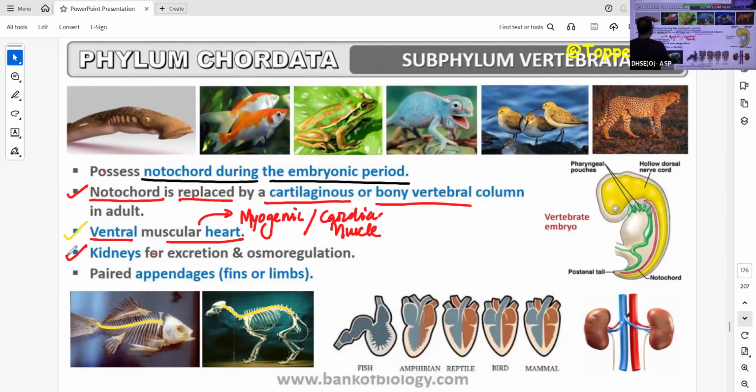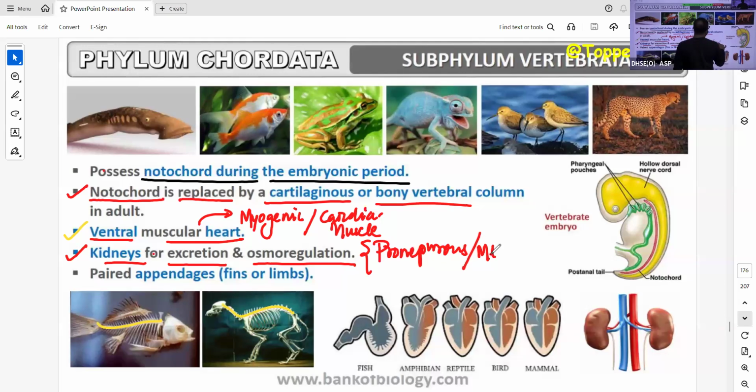Then kidneys for excretion and osmoregulation. So in case of the vertebrates, आपको क्या मिलेंगी? किडनीज मिलेंगी. किडनीज कैसी होंगी? Pronephros, primitive as in case of fish. Then mesonephros as in case of amphibians, and metanephric in case of higher animals like reptiles, aves, and mammals.